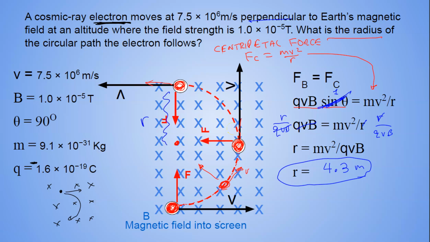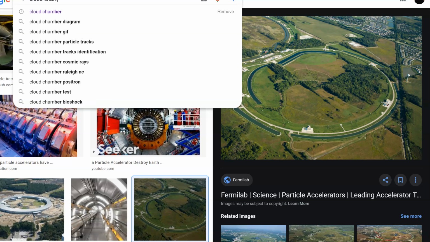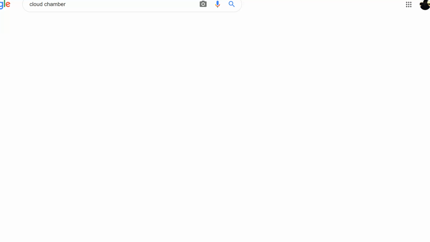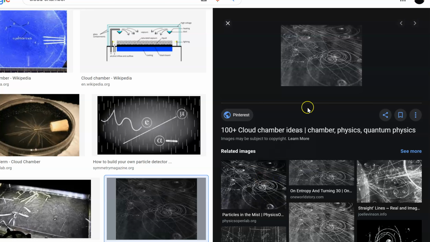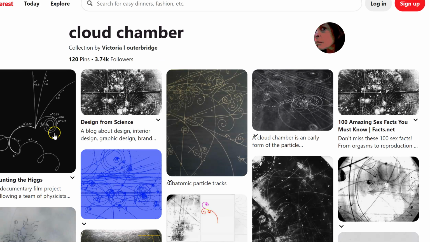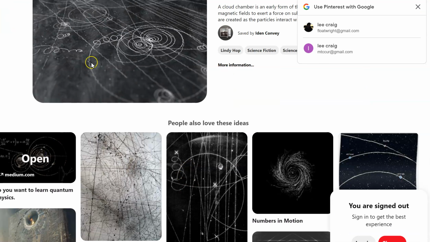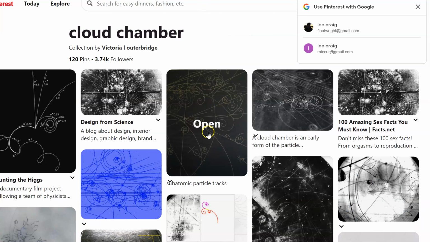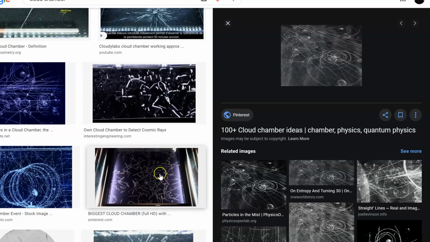When you look at some of the old cloud chamber photographs, this is actually how they discovered, well, way back in ancient Egypt days we knew about positive and negative charges, but I can't get a decent picture here. Oh, Pinterest. I hate Pinterest. What a bunch of mess. Alright, let's go back here somewhere.